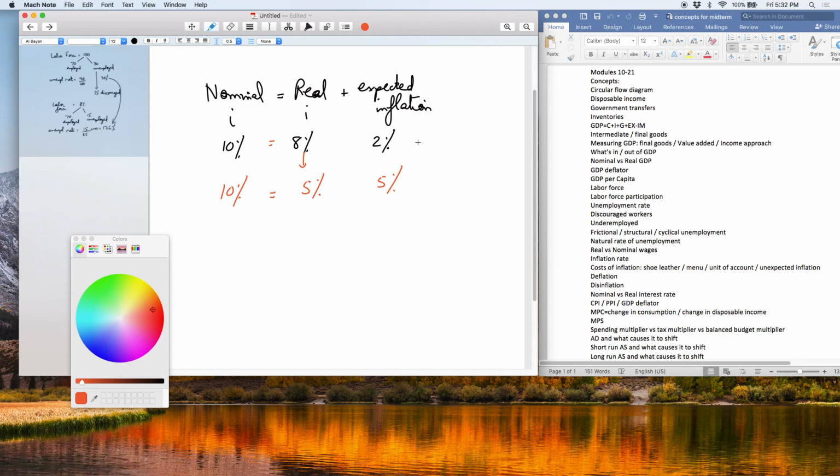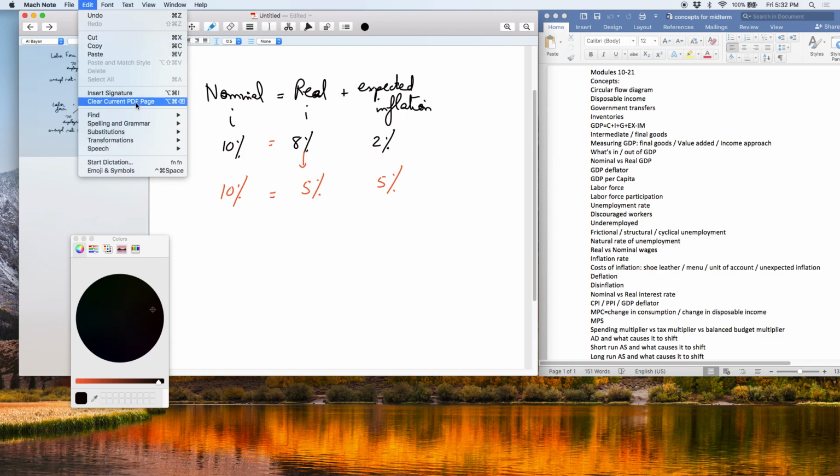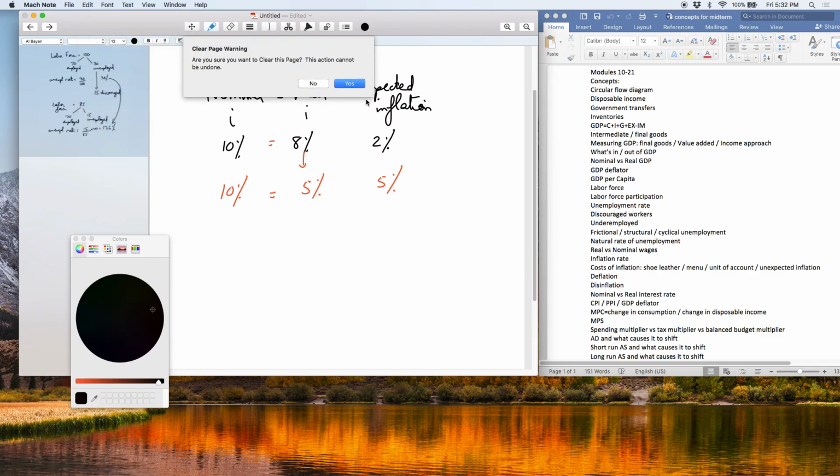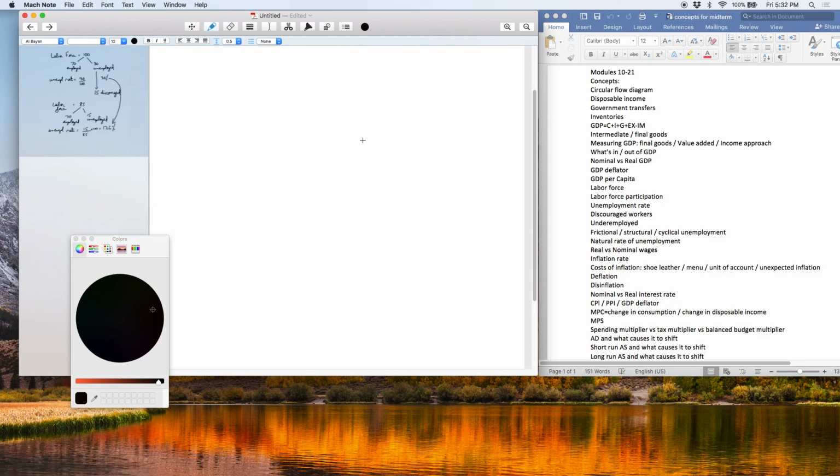Okay? All right. How do we measure the price level? Okay, we kept talking about the price level. We mentioned one way to measure the price level is with the GDP deflator, which is nominal divided by real GDP times 100. Another way is with the CPI.